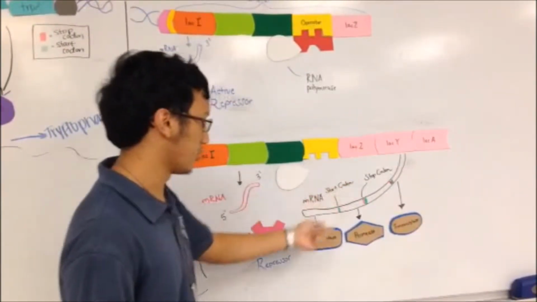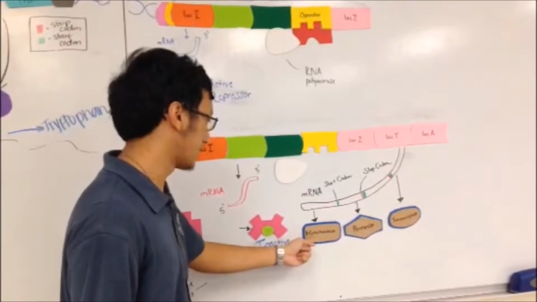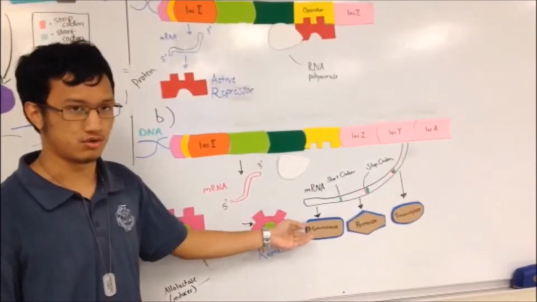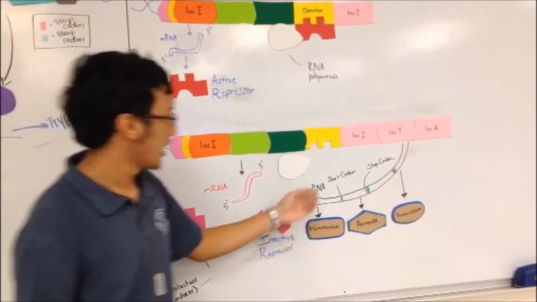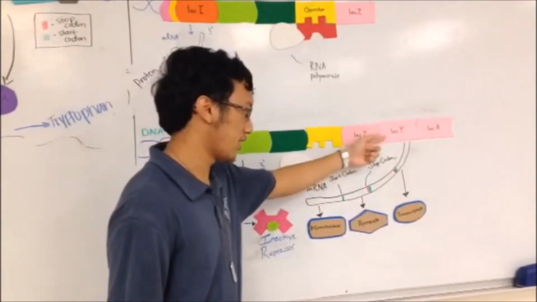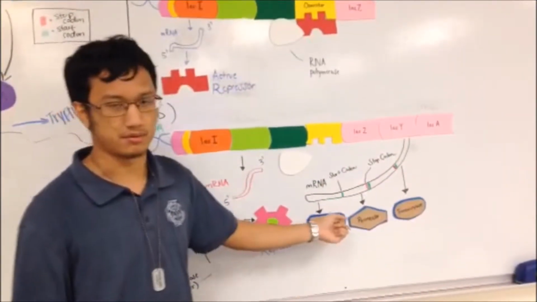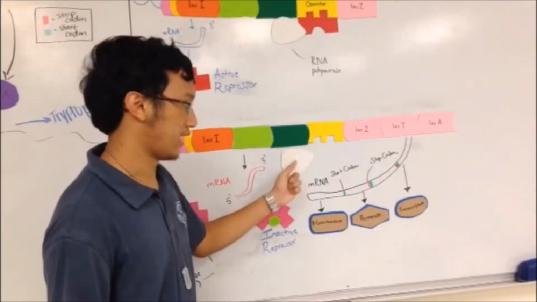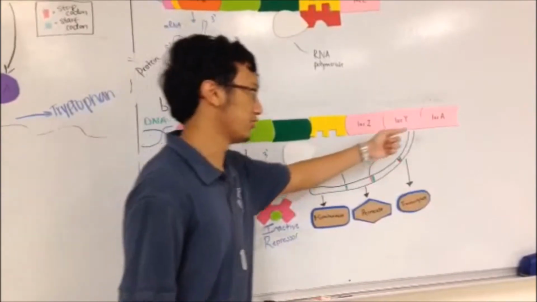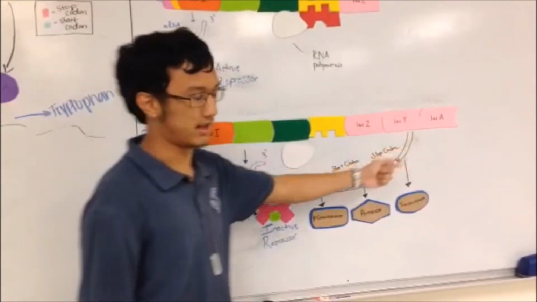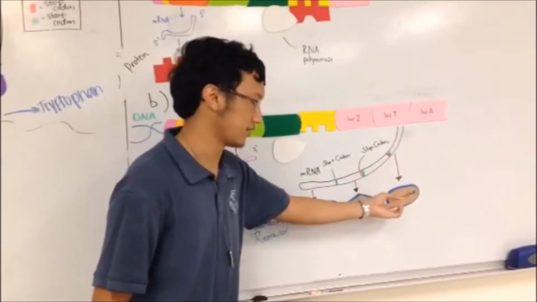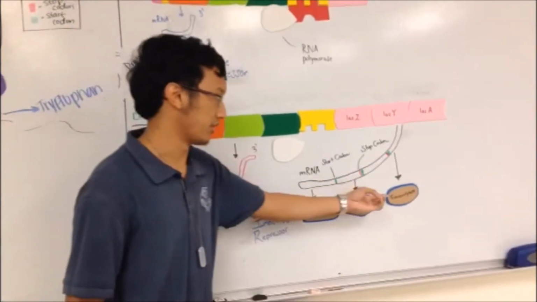So lacZ codes for beta-galactosidase, which breaks down lactose into glucose and galactose, and lacY codes for permease, which allows lactose to pass through the cell membrane, and RNA polymerase codes for lacA, which codes for transacetylase, whose function is currently unknown.